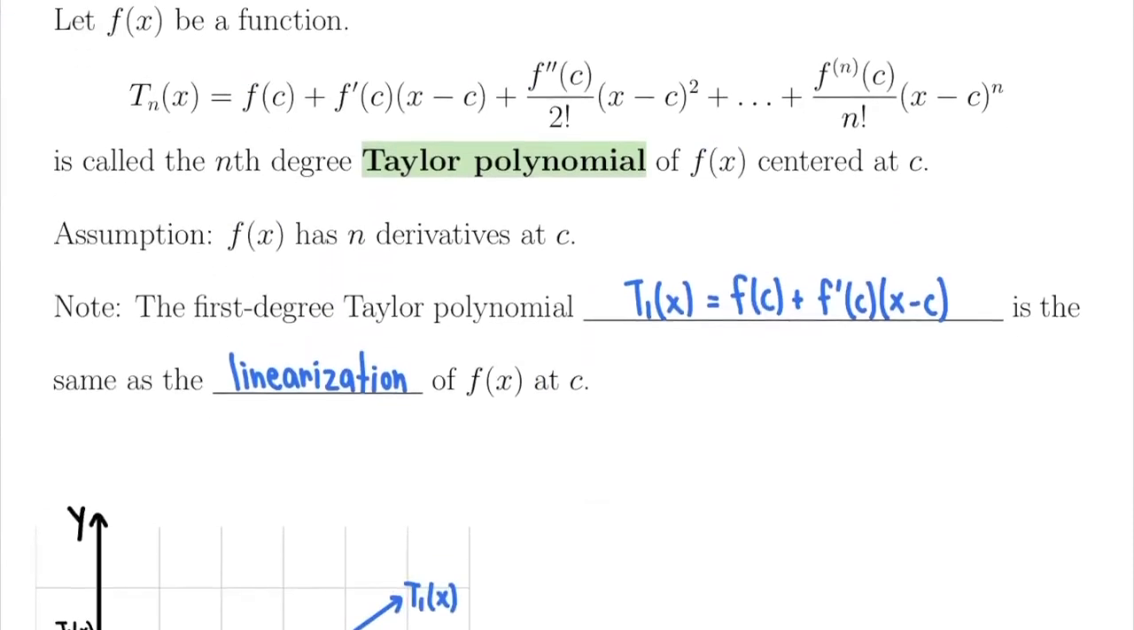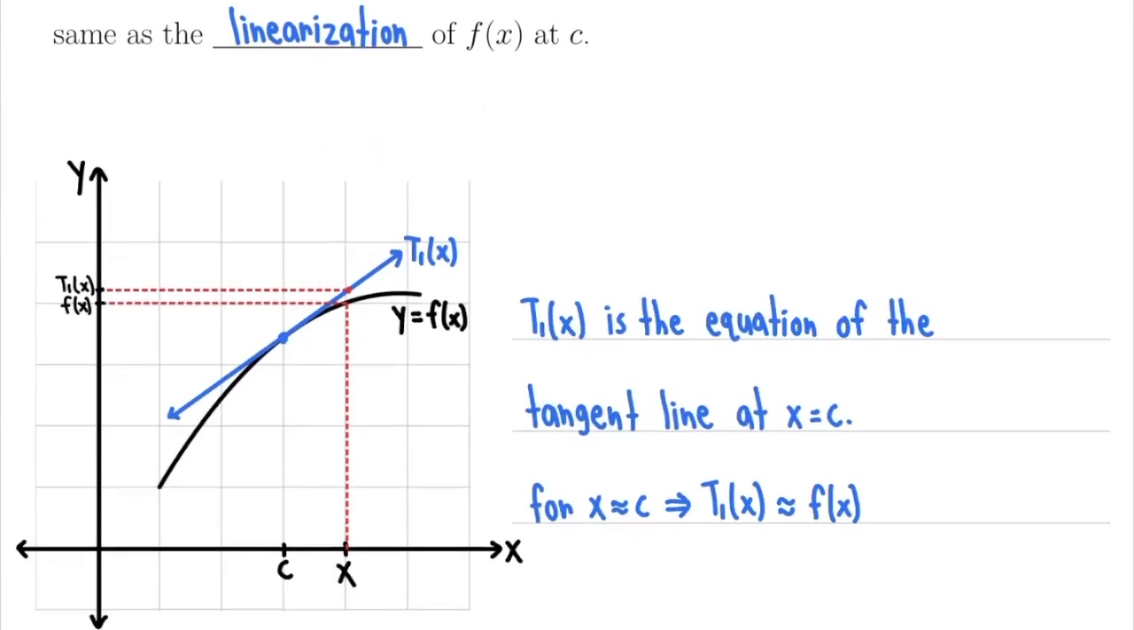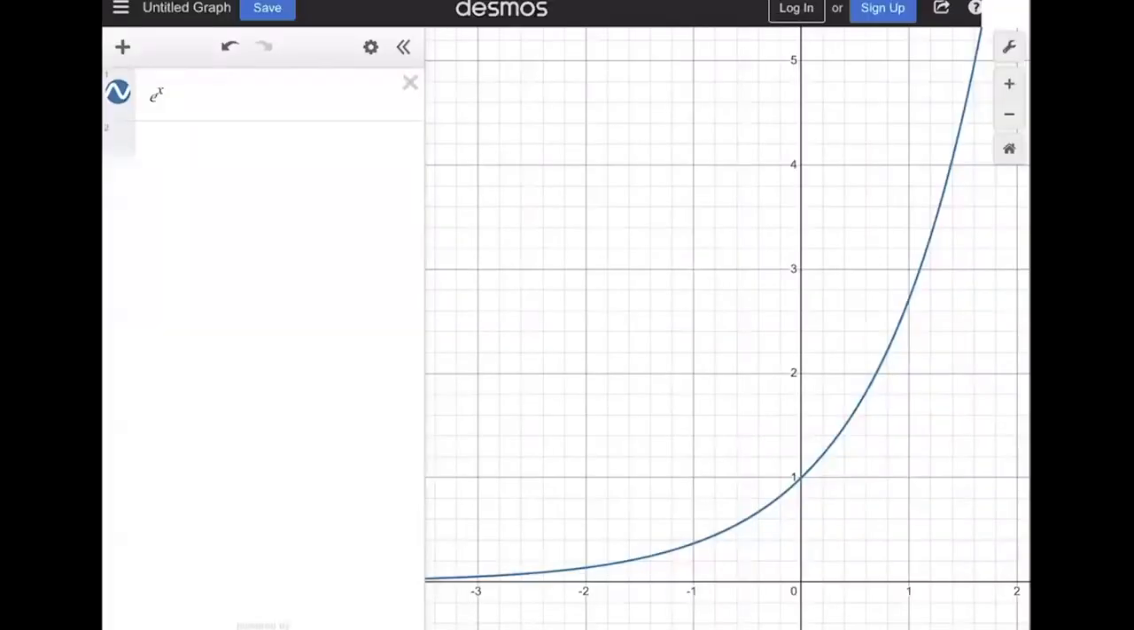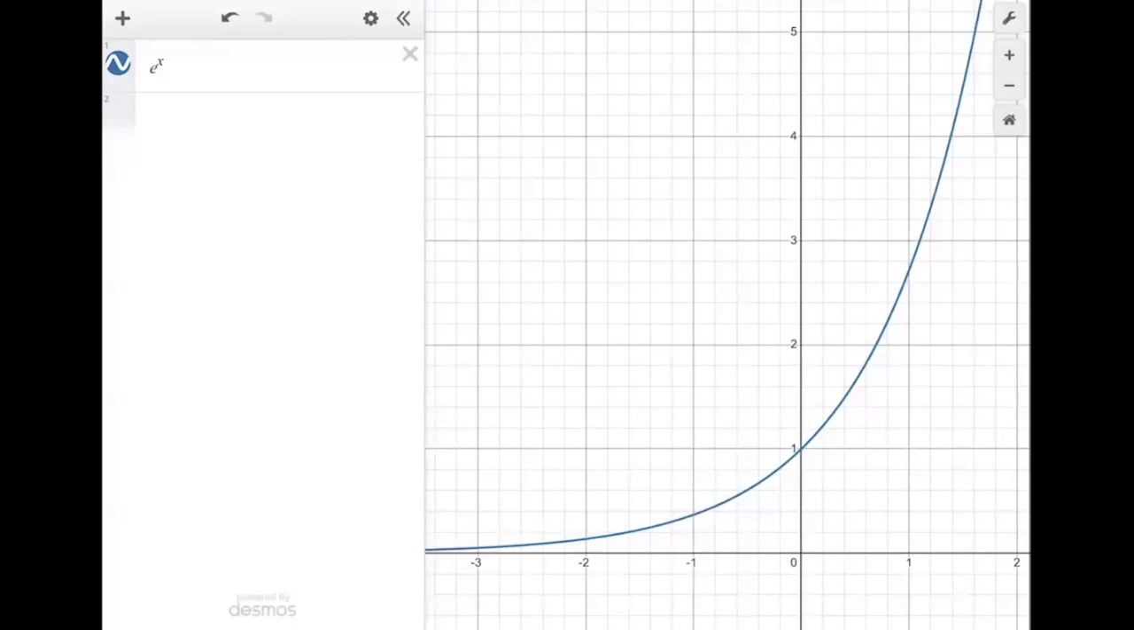Let me show you guys what happens when you increase the degree of the polynomial, because I showed linear approximations, but let's go to Desmos and do some stuff. Love Desmos. So I'm going to graph the Taylor polynomial and the actual function. So let's do e to x. I have that up right here.